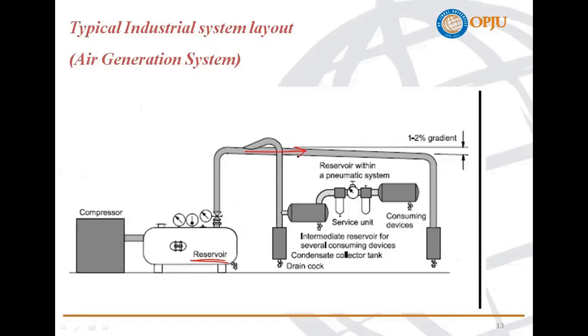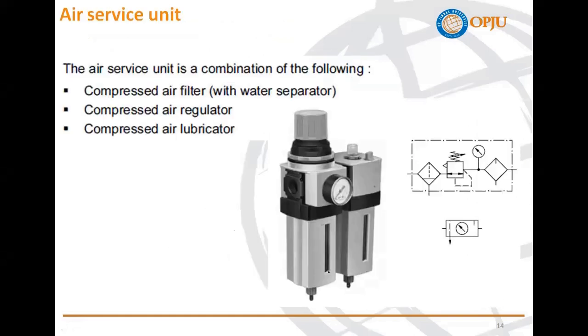to the various units, and these pipelines you will always find inclined at 1 to 2 degree gradient. Because what will happen when the compressed air gets condensed, that condensate we can extract out through the condensation unit or some drain cock. The drain cock will be there so that no moisture enters inside the system. So this is the main air generation system. Next, we require the air service unit.